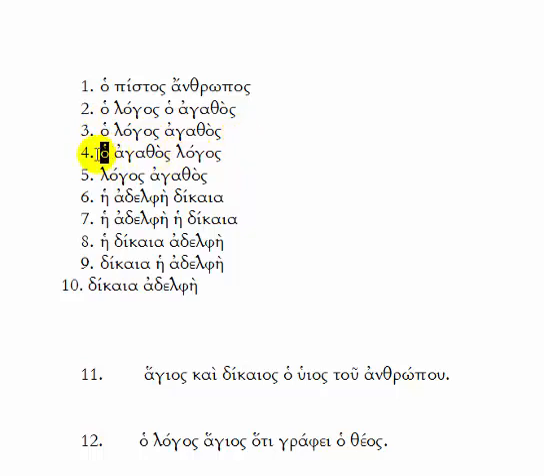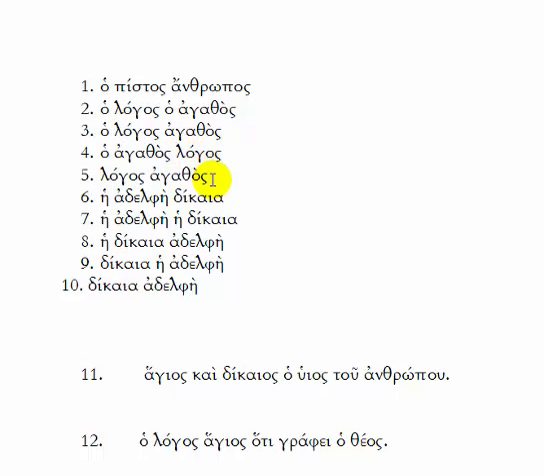This is an attribution. You have agathos agreeing with logos in case, number, and gender, as all adjectives must agree with the nouns they modify. But here the adjective is between the noun and its definite article. Ho agathos logos, the good word.